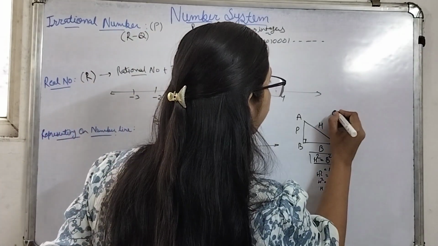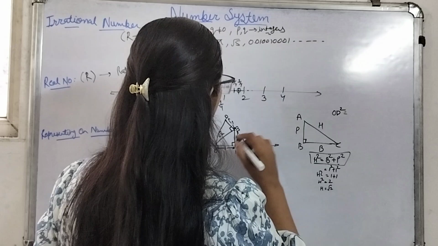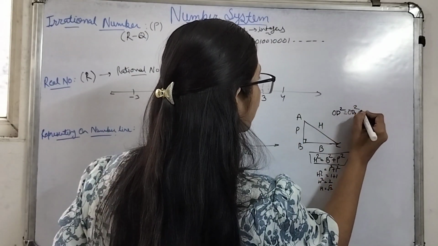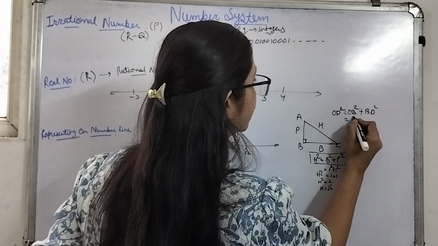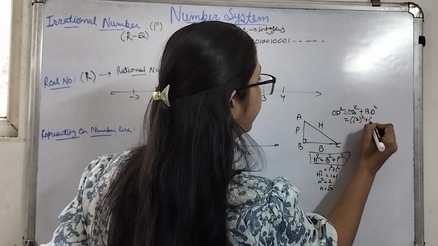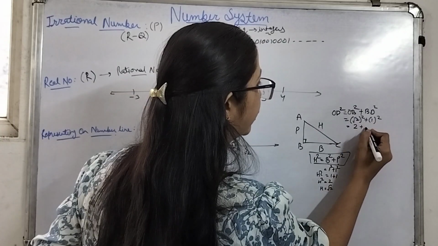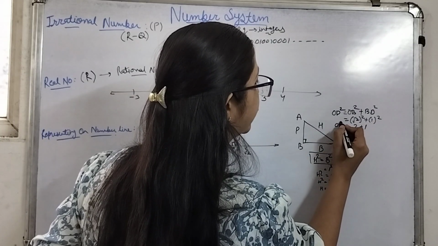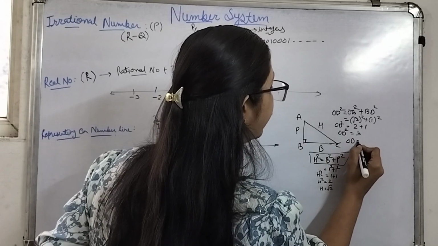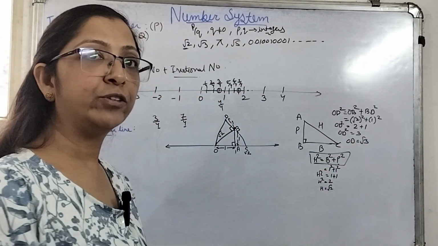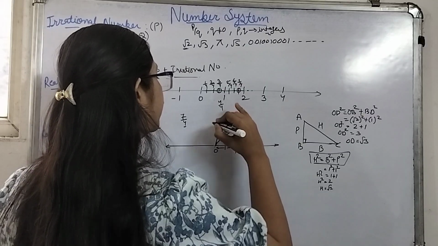So OD square, this is your hypotenuse square, is equivalent to OB square, that is your base square, plus perpendicular BD square. OB is root of 2, so root of 2 square, BD is 1, so 1 square. Root of 2 square will be 2 and 1 square will be 1. That is your OD square. OD square is 3. So what will the value of OD be? OD will be root of 3. That simply means this OD is root of 3.